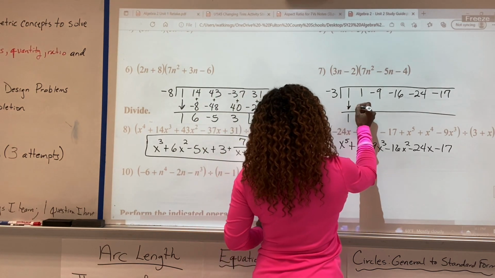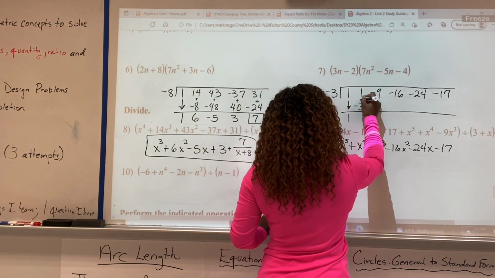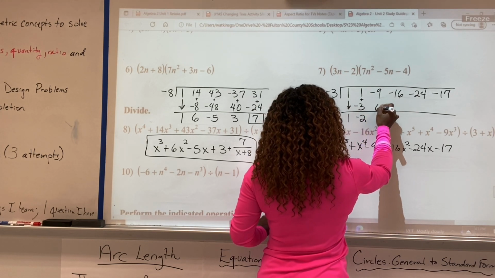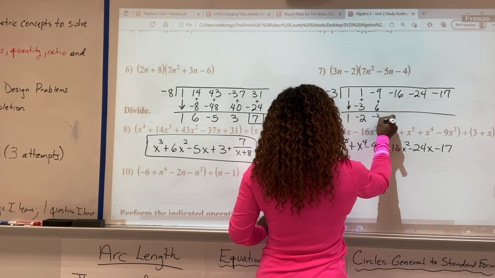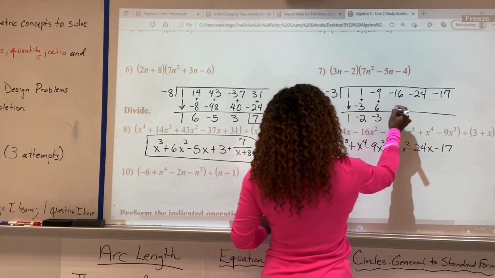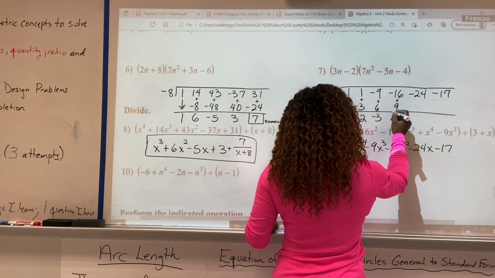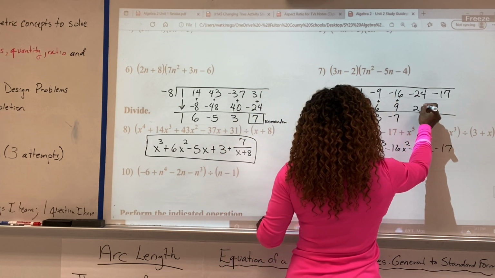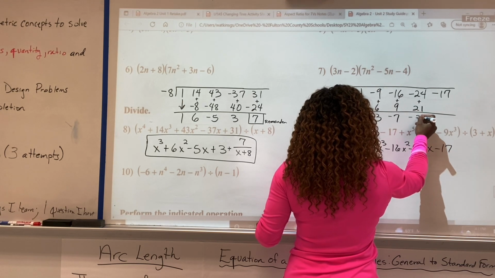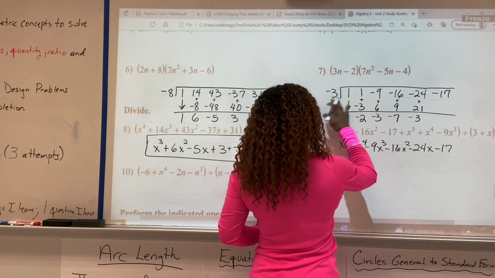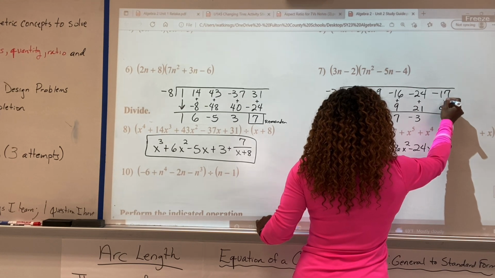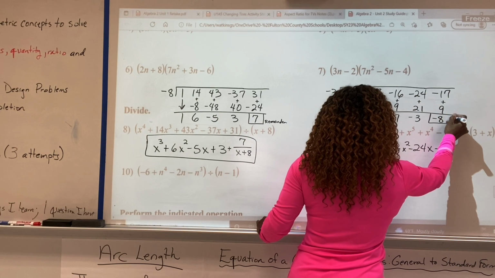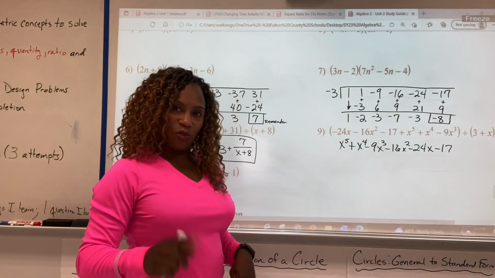1 times negative 3 is negative 3. When I add these, I get negative 2. Negative 2 times negative 3 is a positive 6. This will leave negative 3. Negative 3 times negative 3 is positive 9. Combine these, I get negative 7. Negative 7 times negative 3 is positive 21. Combine those, I get negative 3. Negative 3 times negative 3 is positive 9. Combine these and I get negative 8. So here's my remainder. Remember that last value is always your remainder.